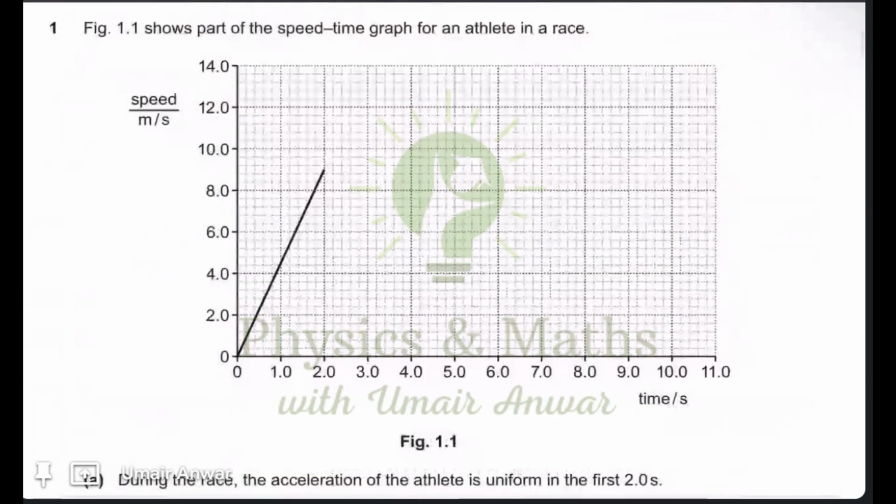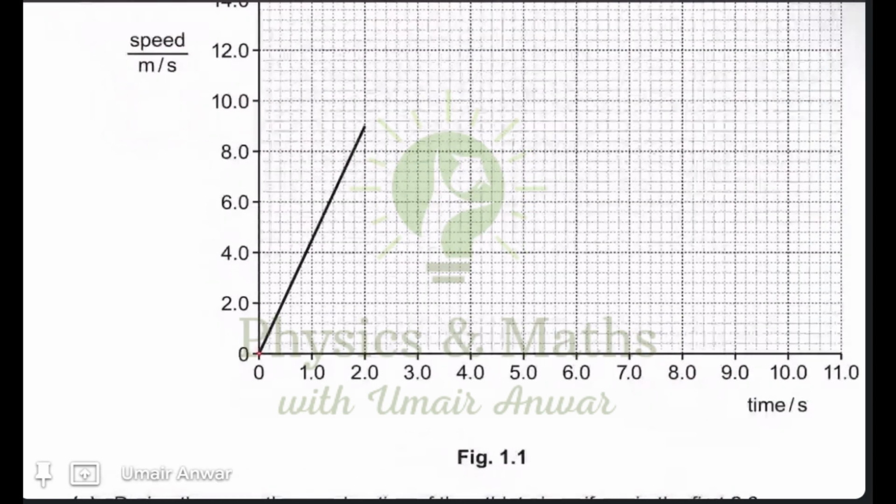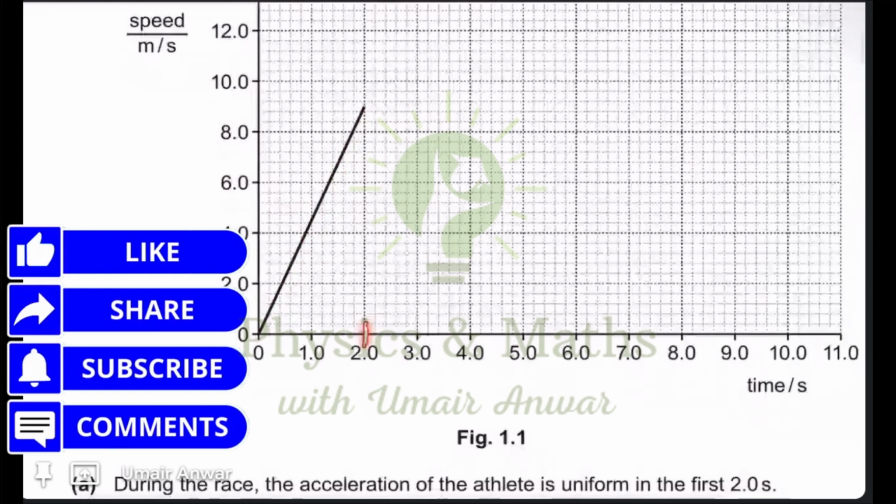Question number 1. It is related to kinematics. The question says figure 1.1 shows part of the speed time graph for an athlete in a race. This is the speed time graph. Speed is on the y-axis, time is on the x-axis, and a portion of the graph is made over here. It is a straight line till the time 2 seconds.